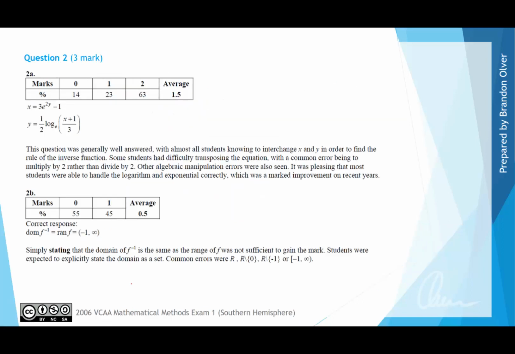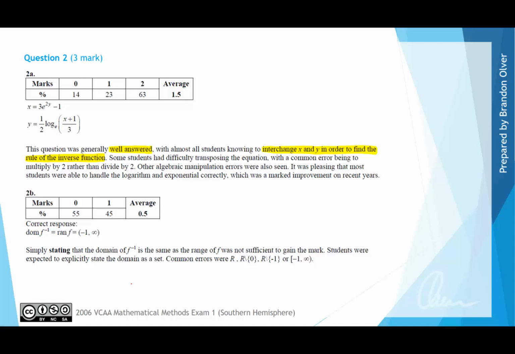In the examiner's report, it says that part A was generally well answered, with most students knowing to interchange x and y in order to find the rule of an inverse function. However, some students had difficulty transposing the equation, so that's the step when they were solving for y, with common errors being to multiply by 2 rather than divide by 2 in that final step.